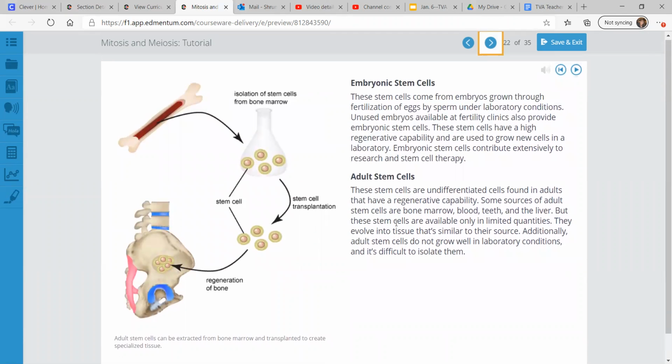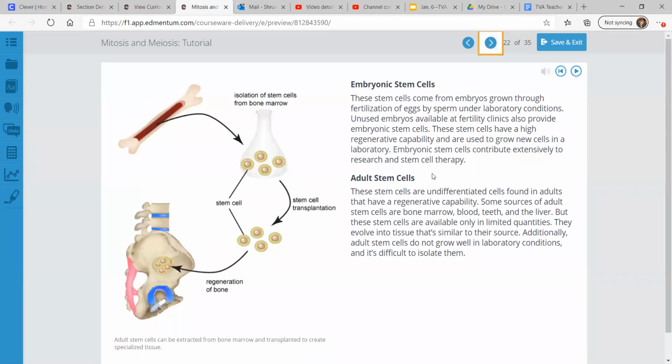Embryonic stem cells come from embryos grown through fertilization of eggs by sperm under lab conditions. Unused embryos available at fertility clinics also provide embryonic stem cells. These stem cells have a high regenerative capability and are used to grow new cells in a lab. Embryonic stem cells contribute extensively to research and stem cell therapy.